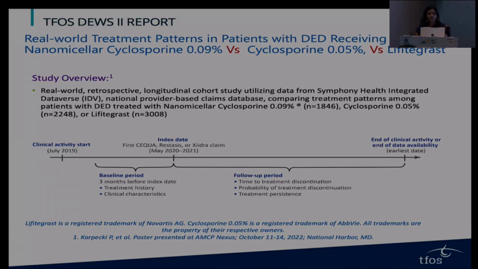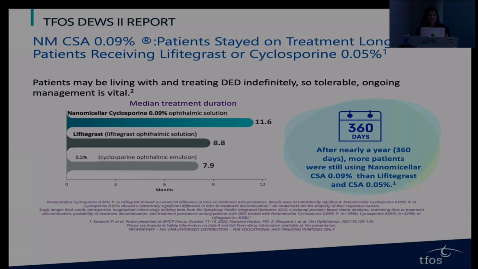Now, these are the real world treatment patterns. I wish we could do such studies. Unfortunately, we cannot. This was basically to see through the insurance whether people were taking Cequa or lifitegrast or other agents, and how many of them discontinued. It was found that Cequa was used for almost 12 months, but lifitegrast was discontinued at 8 months, and 0.05% cyclosporine at 7 months.